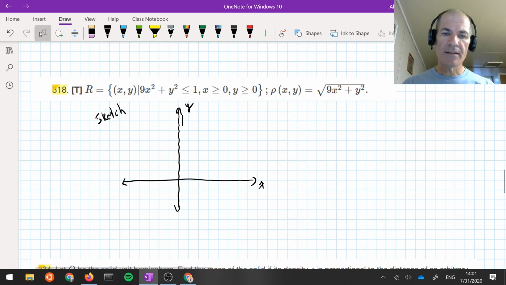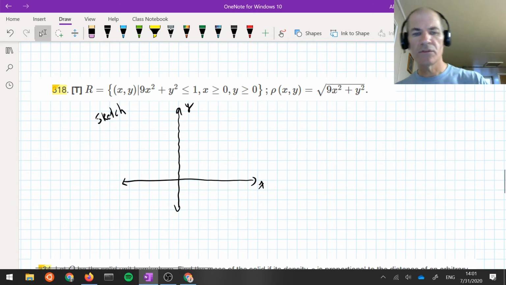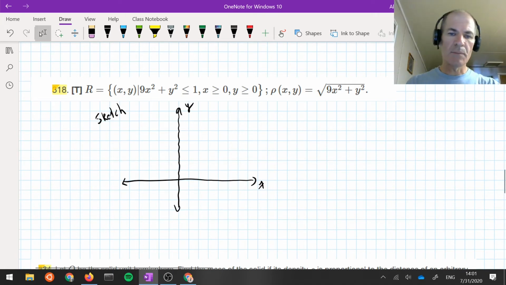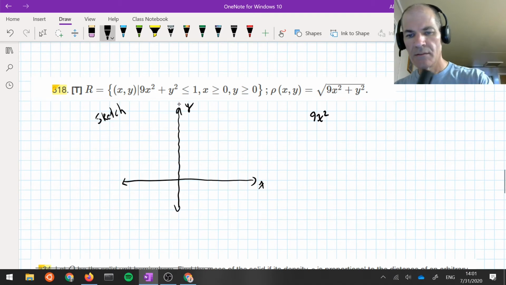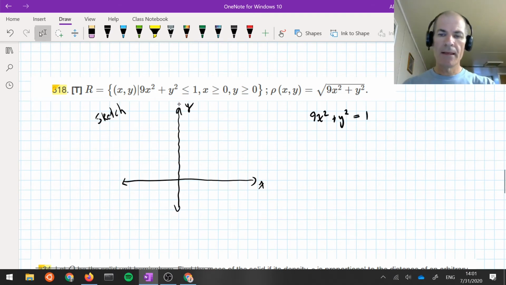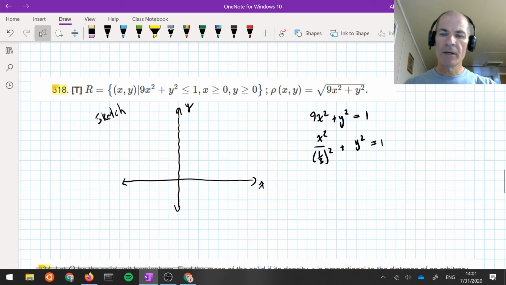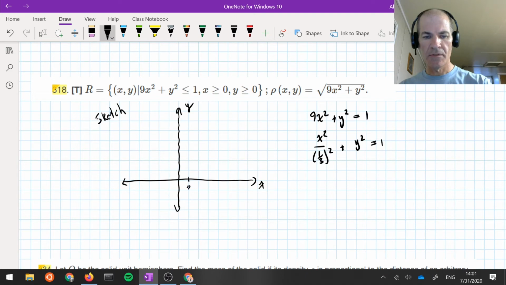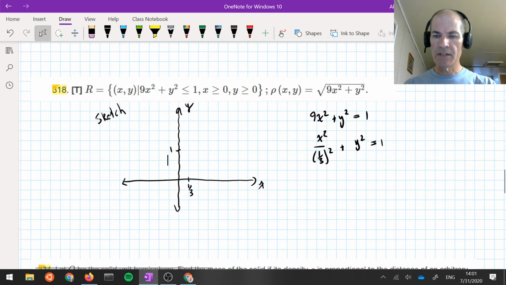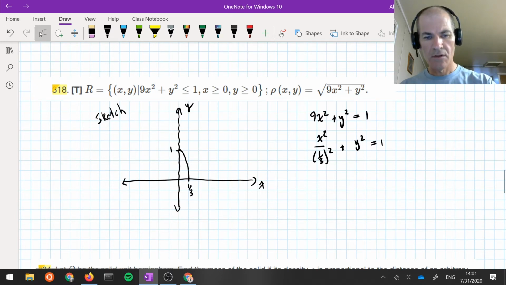All right, if you look at this, this is the equation of some kind of ellipse. So let's look at the upper bound of this inequality, 9x² plus y² equals 1. And if we put this into the standard form of an ellipse, it looks like this. Standard form is useful because it tells us what the major and minor axes look like. So if I make this 1/3 right here, then this will be 1. And we can see that the minor axis is length 1/3 and the major axis is length 1. And so we get this piece of an ellipse.